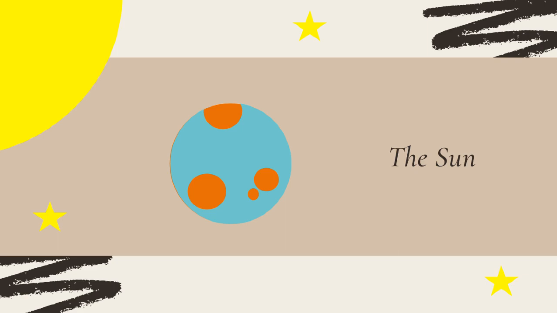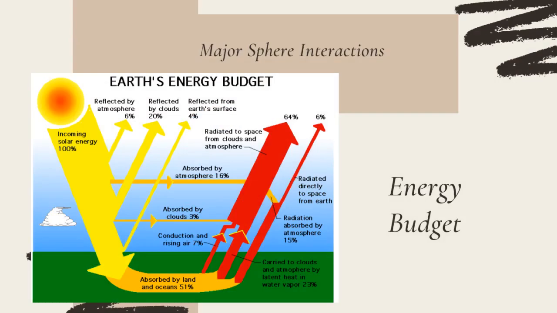Now, I will introduce you the major sphere interactions, and we will start off from our own sun since it is the major source of energy here on our planet. First we have the energy budget. Simply saying, it is the transfer of energy from the sun to the subcomponents of Earth. It accounts for the balance between the energy that Earth receives from the sun, and the energy the Earth radiates back into outer space after having been distributed throughout the 5 components of Earth's climate system.